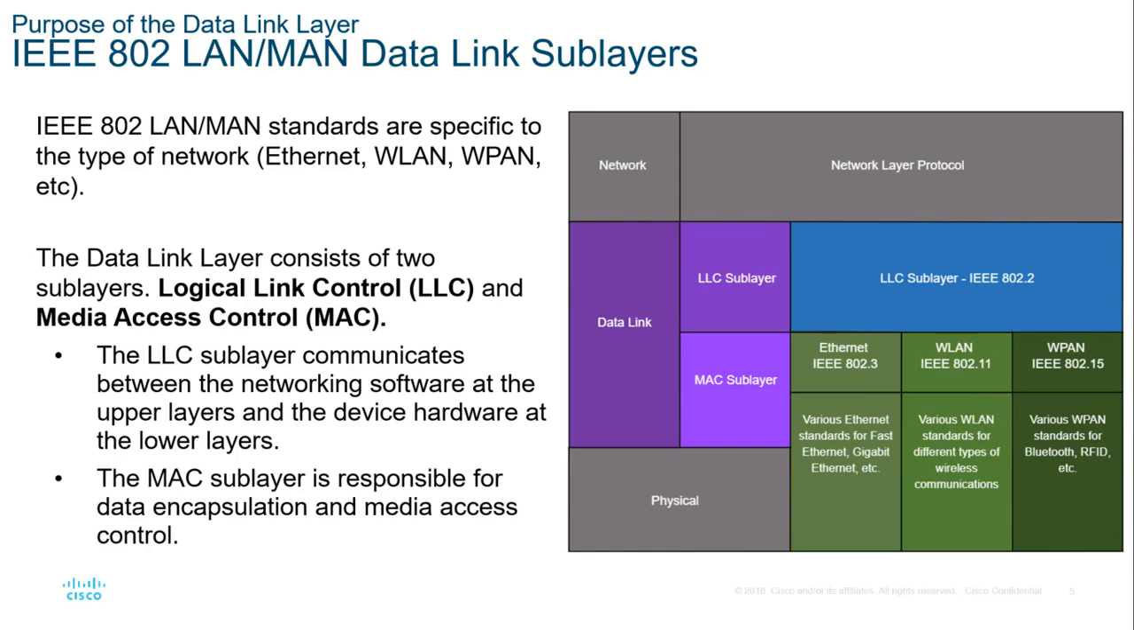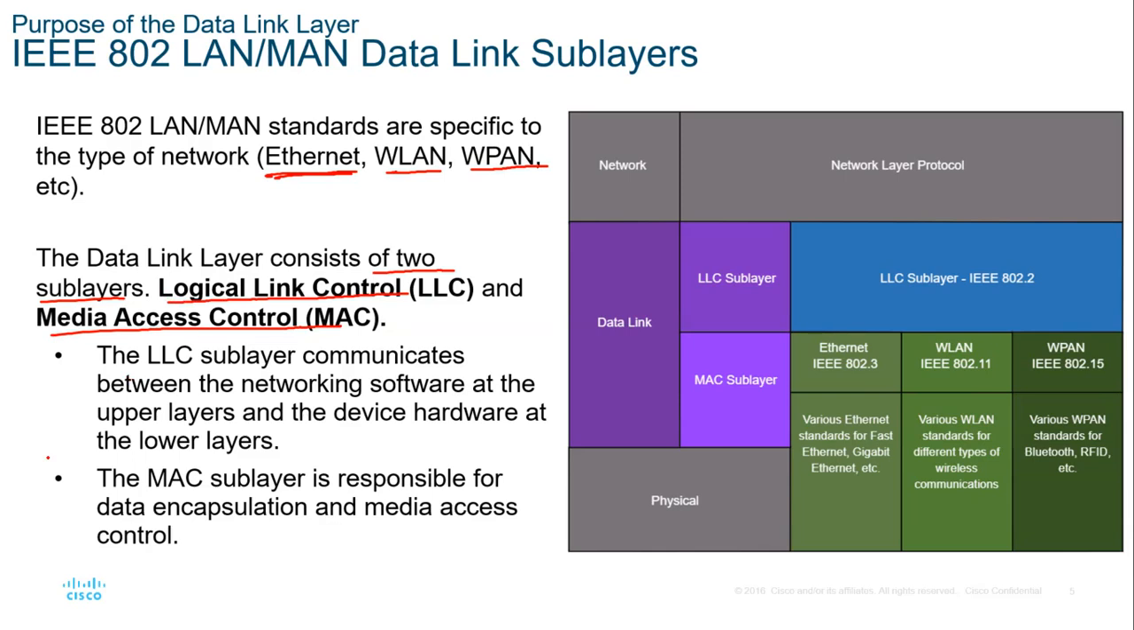So the IEEE LAN/MAN standards: LAN is local area network, and MAN is metropolitan area network. Standards are specific to the type of network, be it Ethernet. When it comes to Ethernet, that is wired, then we have wireless LAN, then wireless PAN, personal area network, and others. So the data link layer consists of 2 sublayers: logical link control, and then media access control.